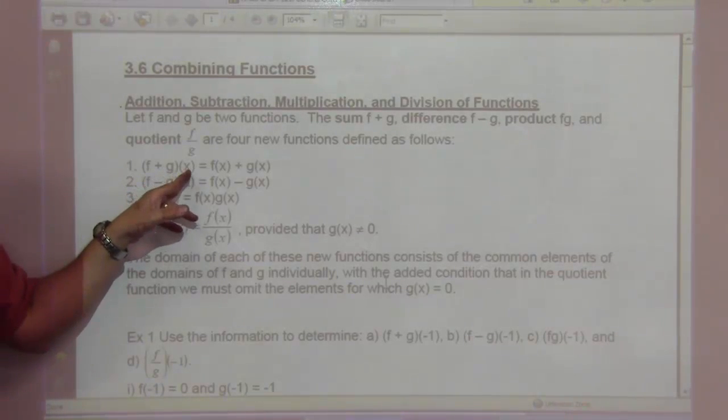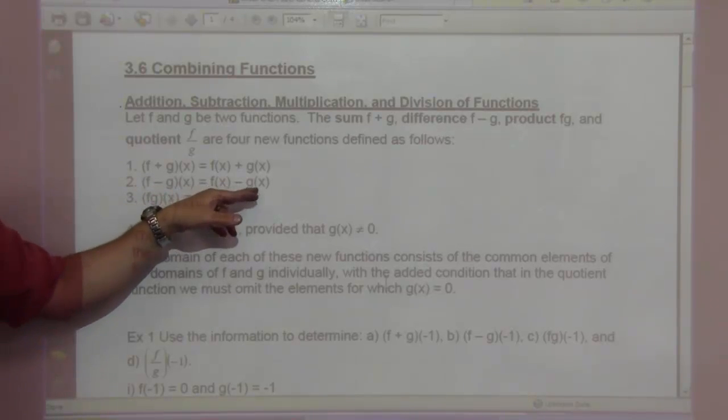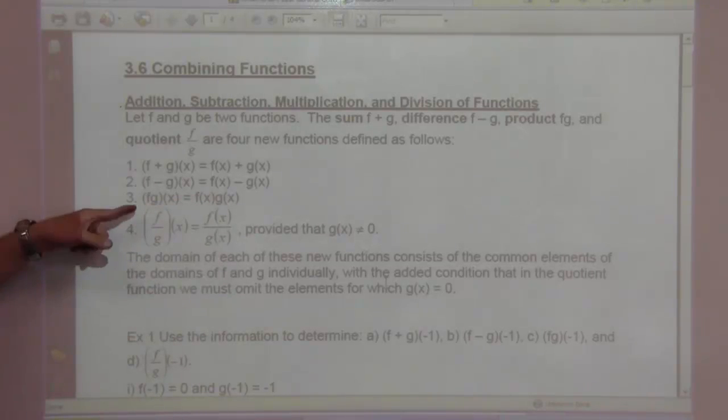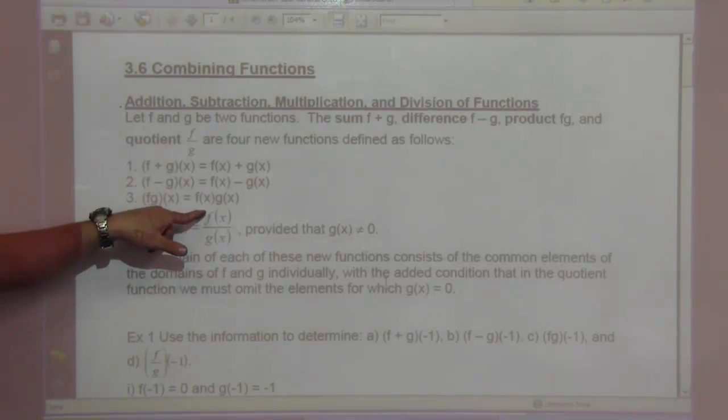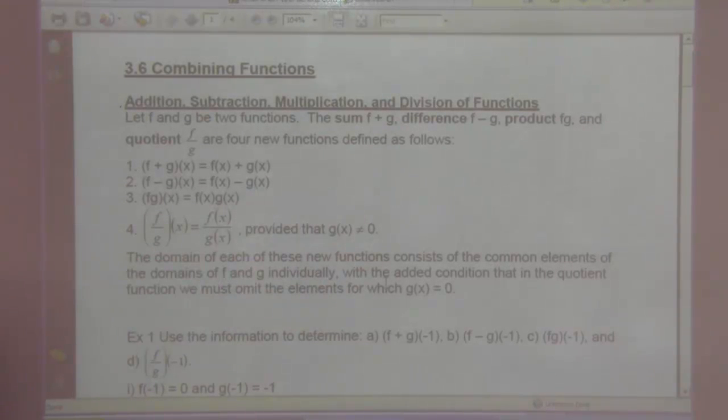F plus g of x is f of x plus g of x. F minus g of x is f of x minus g of x. F times g of x is f of x times g of x. And f divided by g of x is f of x divided by g of x, as long as g of x is not 0, because we cannot divide by 0.